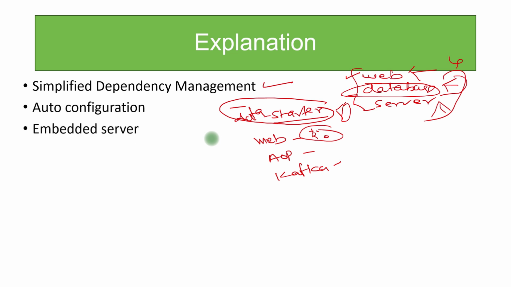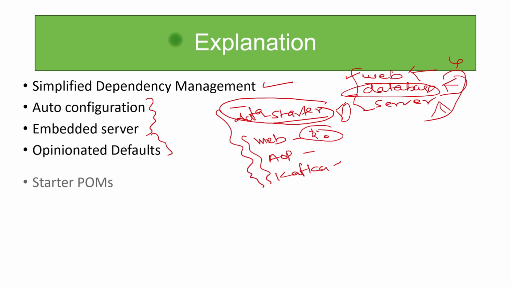The next thing is the embedded server. We already saw that I added starter web, and the Tomcat server comes with this by default, so I don't have to configure any server explicitly. Opinionated defaults, we just talked about this in auto configuration itself. The next point is the starter POMs. I showed you those POM files, and that is how they help to get all the dependencies downloaded.